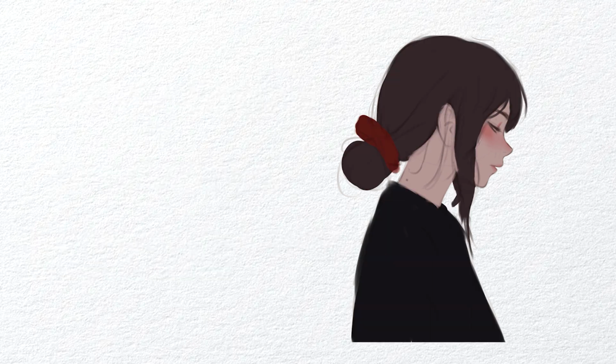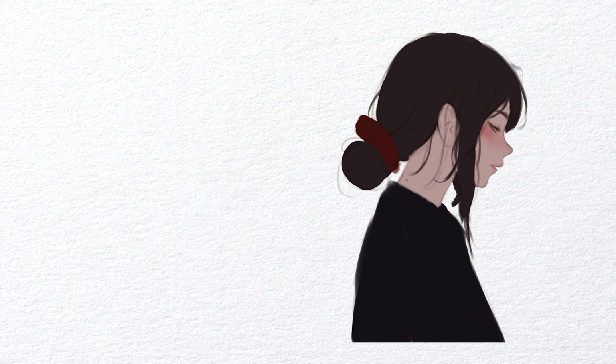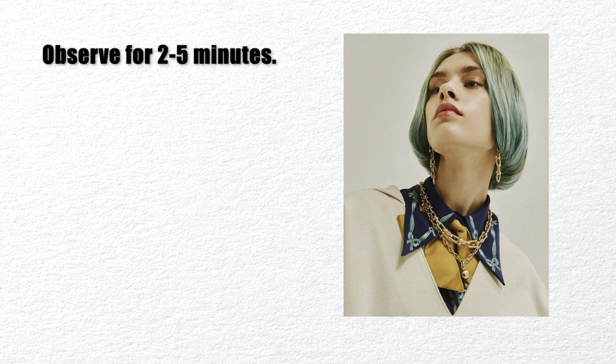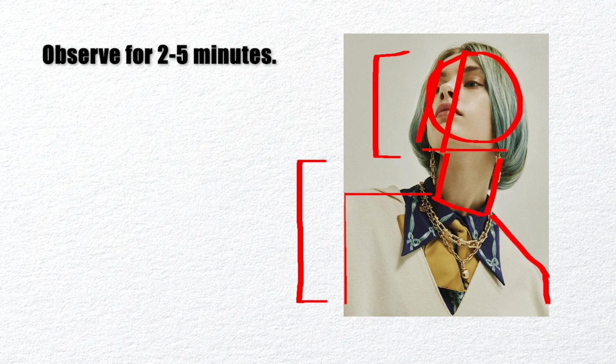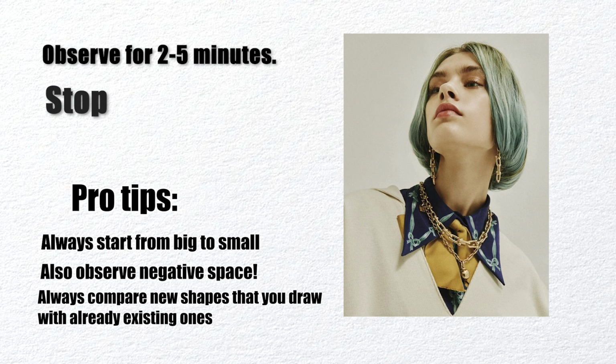So how do I observe the right way then, you may ask? When looking at a reference, you may want to start by looking at it for at least 2 to 5 minutes straight. When doing this, you want to focus on shapes and proportions. Then, stop looking at it for 2 to 5 more minutes. And finally, you can start drawing.